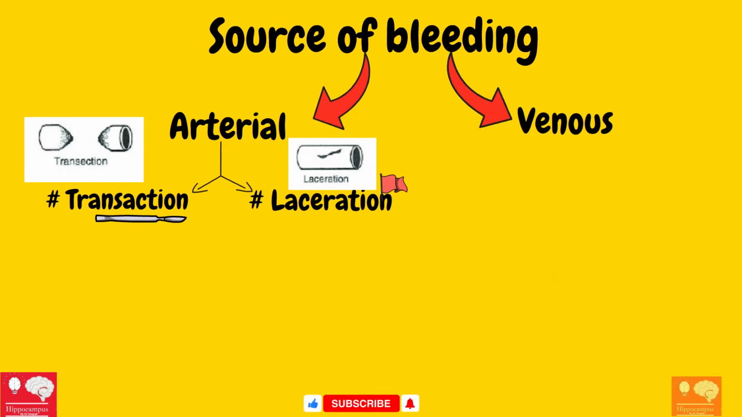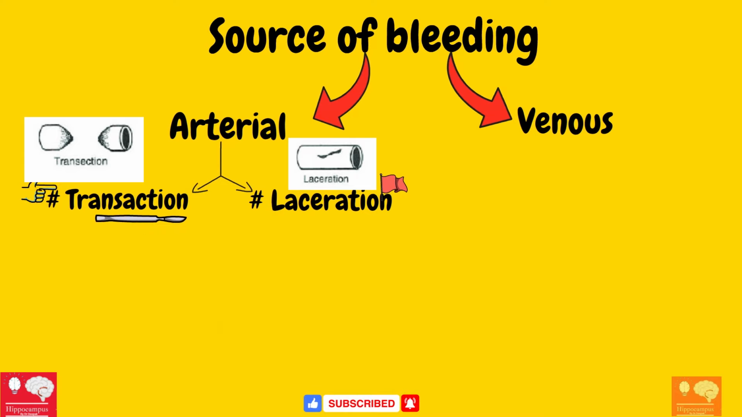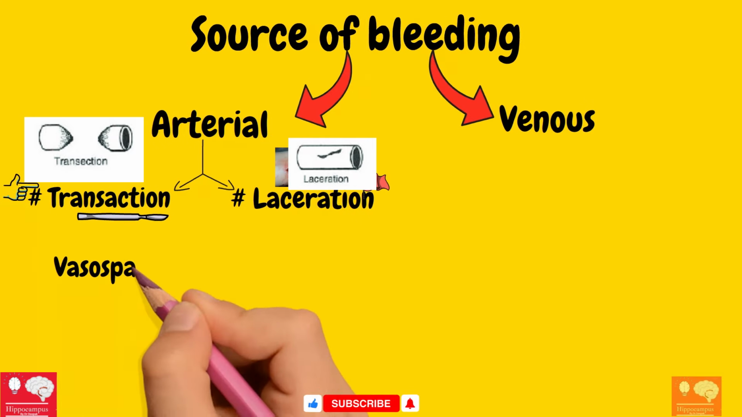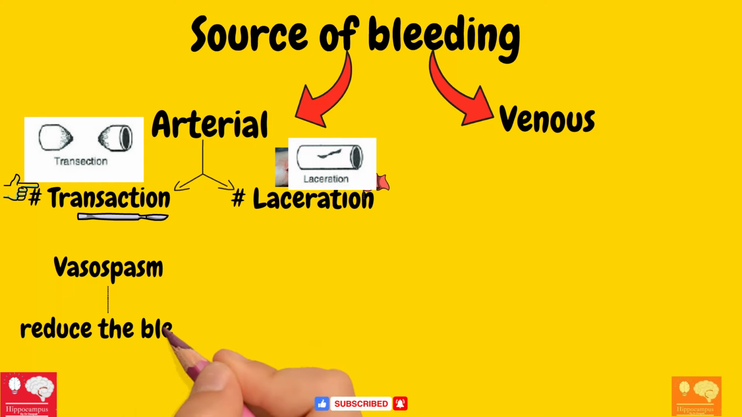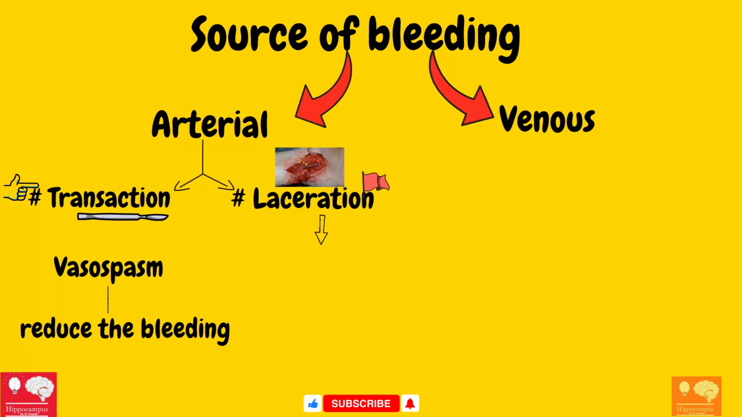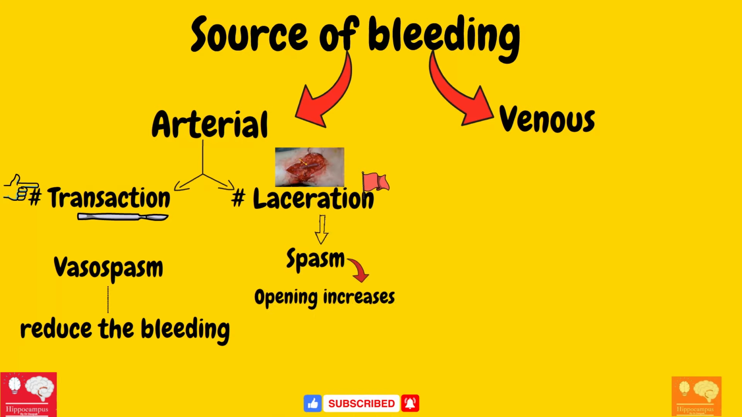The question is why? Because we studied in pathology that whenever there is a vessel injury, the first response is vasospasm. There is spasm of the artery, right? So the vasospasm will reduce the bleeding when it is transected. Whereas when there is a laceration, because of the spasm, the opening increases and there is more bleeding. So remember that a lacerated artery bleeds more than a transected artery.